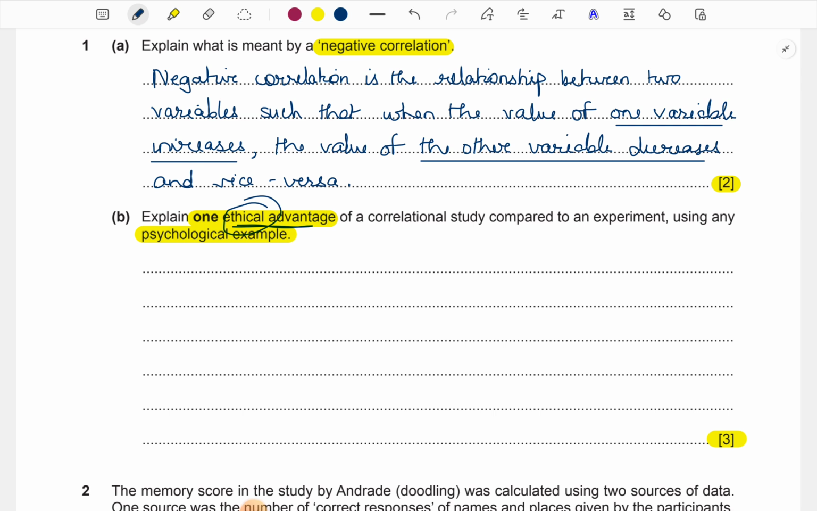Every word in a question is important to be read if you want to score good marks. This is true across AS and A-level papers. Okay, so now how do we write this? These types of answers we should always break into 2 points or 2 sentences. In the first sentence, we'll explicitly state and explain the ethical advantage. In the second sentence, we'll give an example.